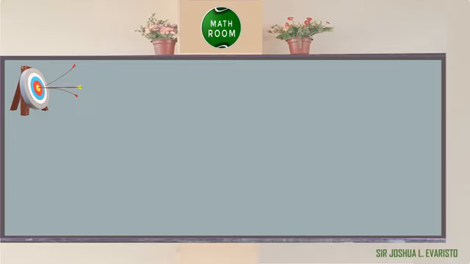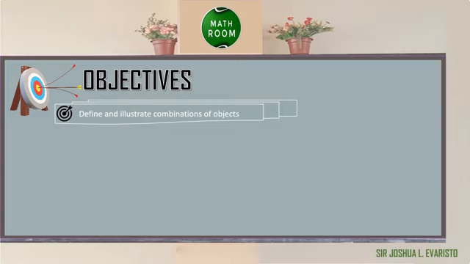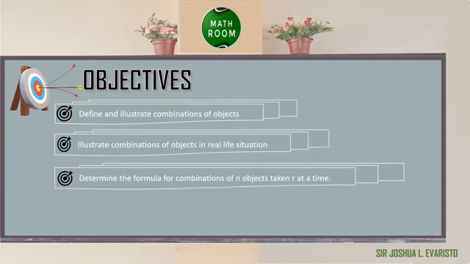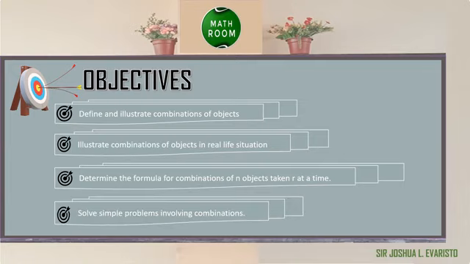Before we proceed on our discussion, let me present to you our objectives. At the end of this lesson, you should be able to define and illustrate combinations of objects, illustrate combinations of objects in real-life situations, determine the formula for combinations of n objects taken r at a time, and solve simple problems involving combinations. Let's get started.